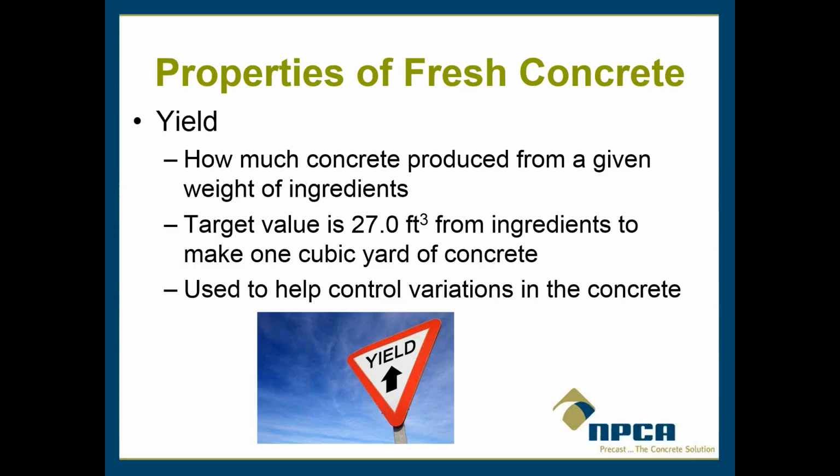The reason we do yield calculations is to help control the variations between the batches. So if we're expecting to get 27 cubic feet of concrete from these ingredients and we get more or less than that, then it gives us an idea that maybe something needs to be calibrated because it's out of whack. It helps us ensure that our product is going to be consistent and also helps keep track of wasteful batching. So if we're putting in too much cement, that's a very expensive ingredient. So this just helps reduce or eliminate the variations between batches.